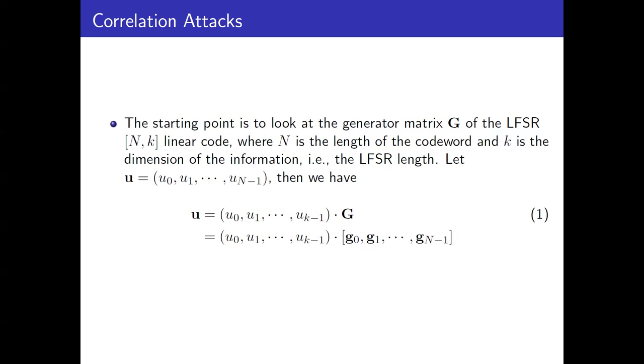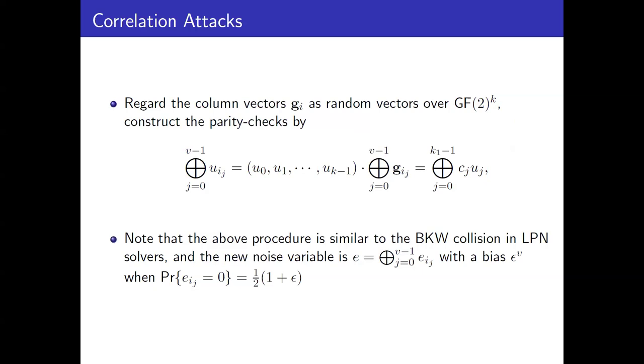In this code, and then we prepare the parity check equations. We regard the column vectors as random vectors over this dimension. We construct the parity checks as here. That is, we just try to find some v-tuple of the column vectors so that it vanishes on the remaining bits only, a part of the information base.